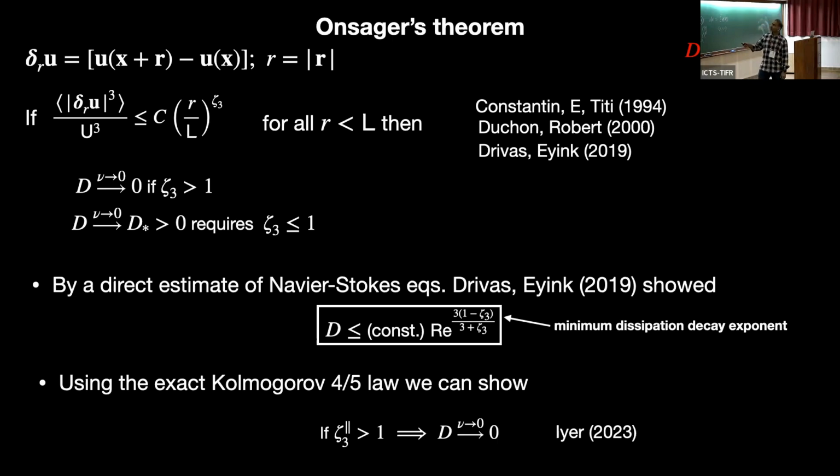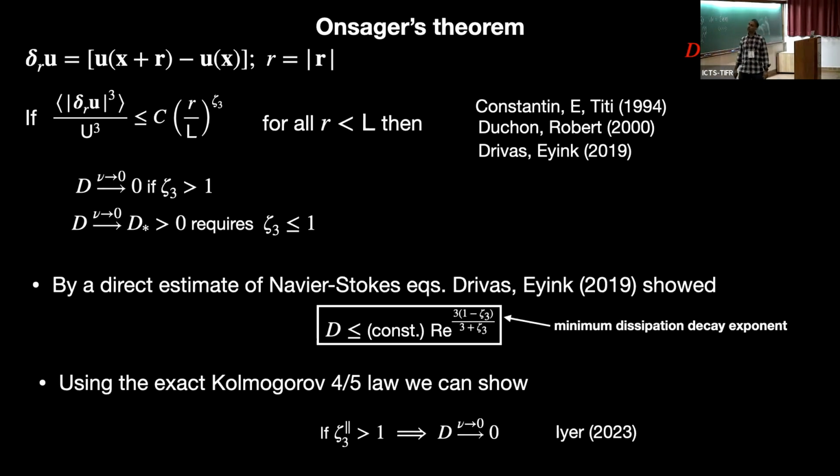Furthermore, this was also shown by Duchon and Robert and Dreyer and Eyink. Dreyer and Eyink went a step further. They obtained a direct estimate using the Navier-Stokes equations, and they showed an upper bound for this normalized dissipation. They showed that this dissipation has to be bounded by Reynolds number to this power, and this gives you the minimum dissipation decay exponent. So if zeta 3 is 1 or smaller, then D has to go to a constant asymptotically. But if it's greater than 1, then D must vanish in the limit at a minimum rate which is given by this.